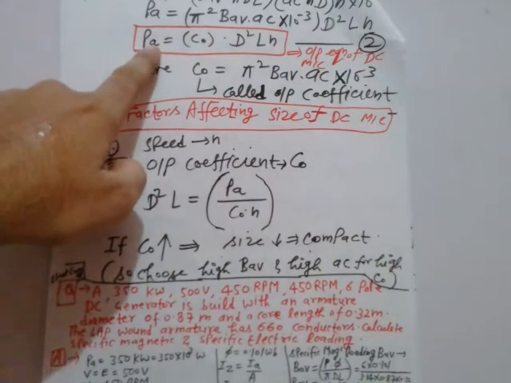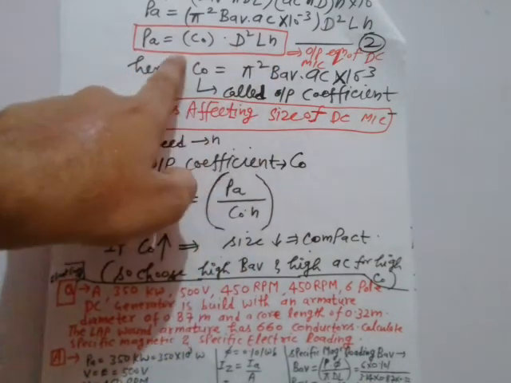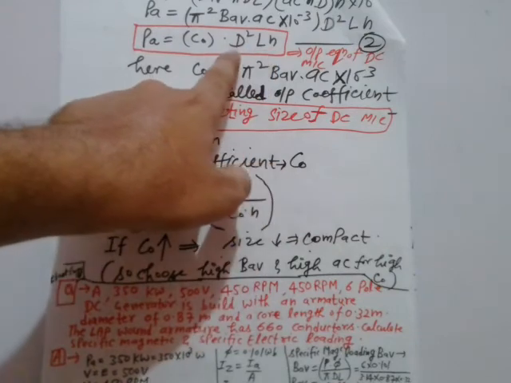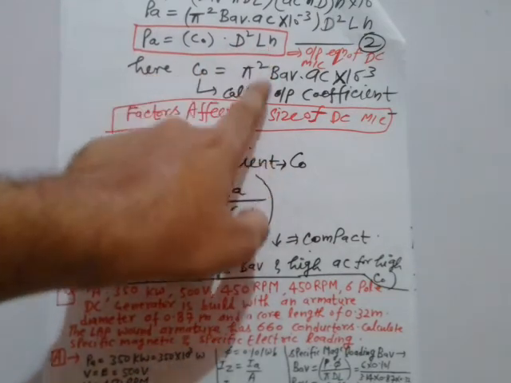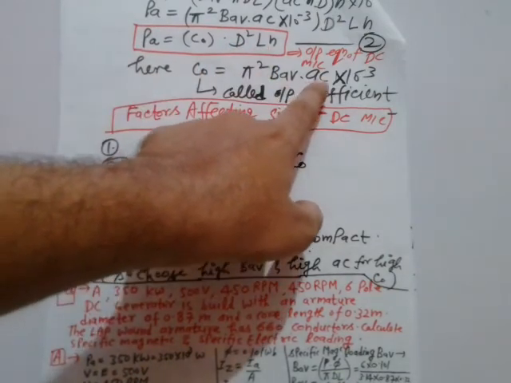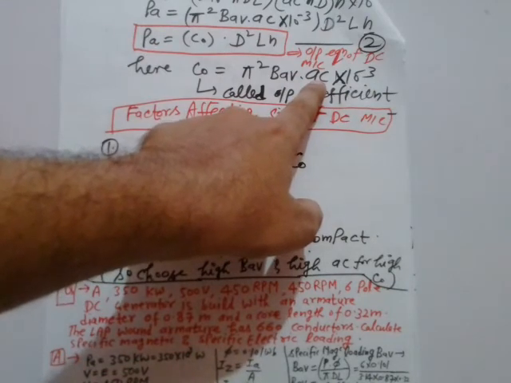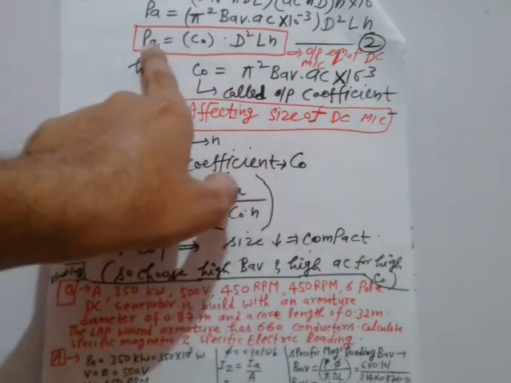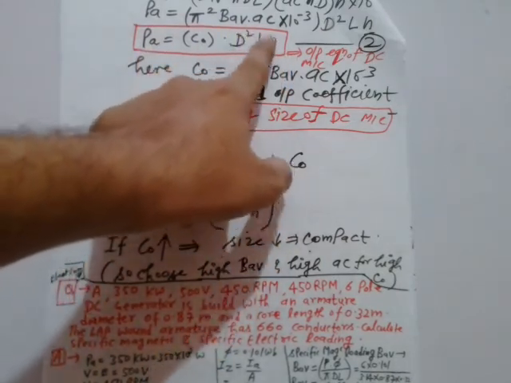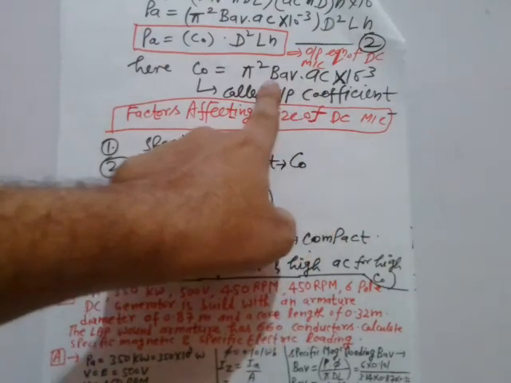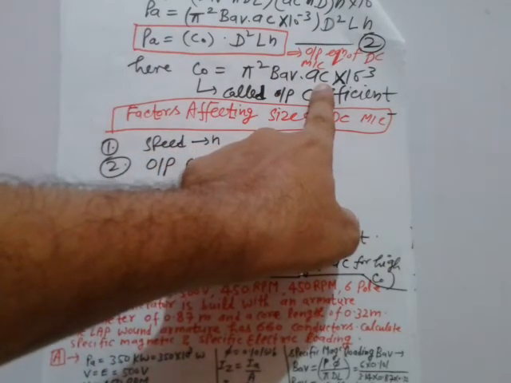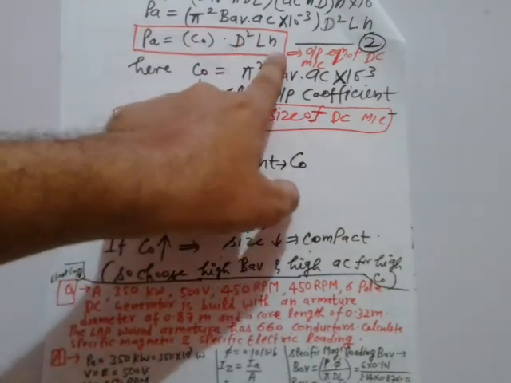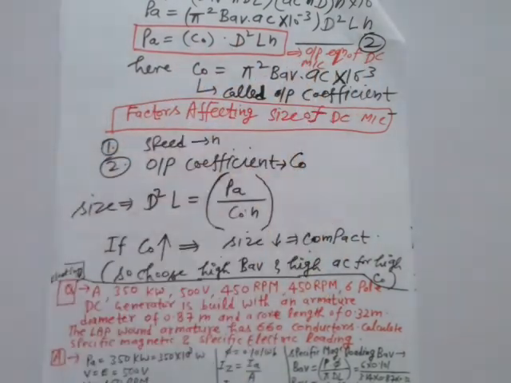So P is equal to C naught d square ln is the output equation of DC machine. It is relating the physical parameters, diameter and length, with the electrical parameters like specific electrical loading AC and specific magnetic loading B average. So this output equation is basically relating the physical parameters D and L with the electrical parameters B average and AC.